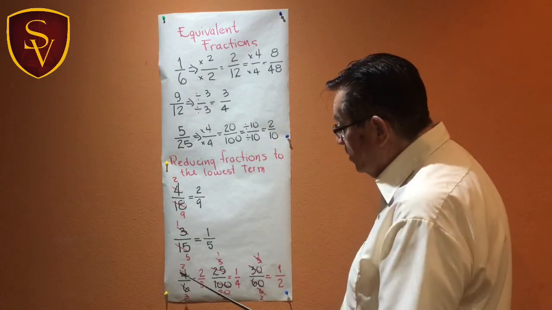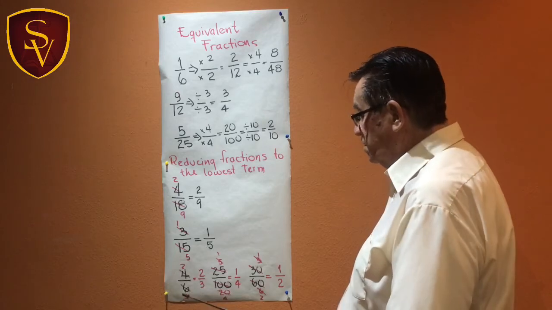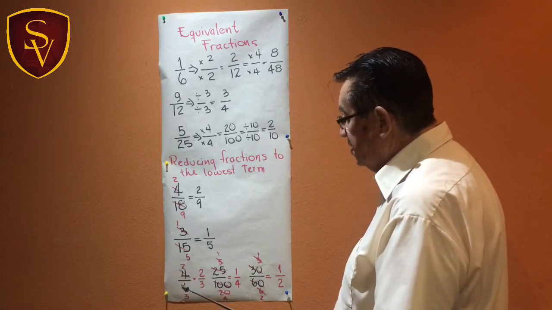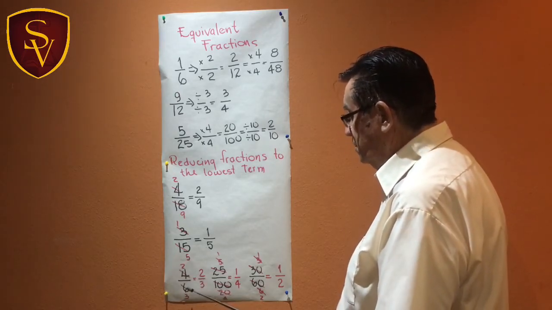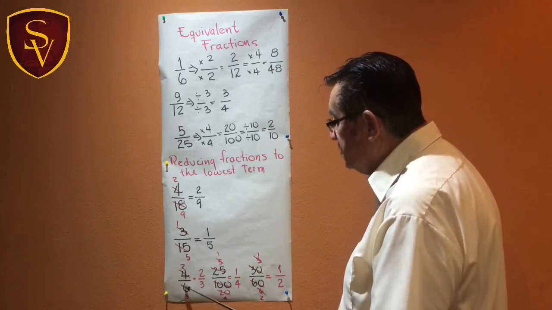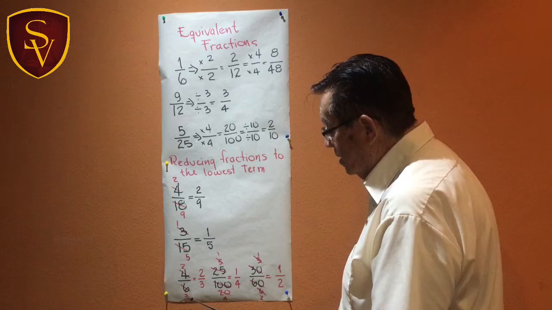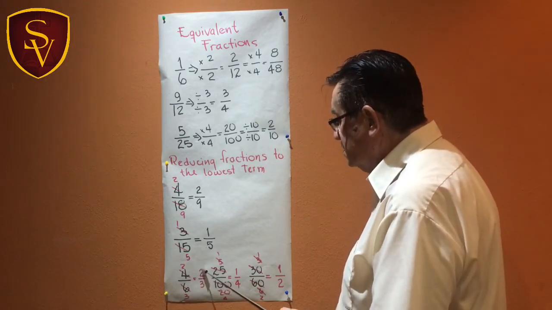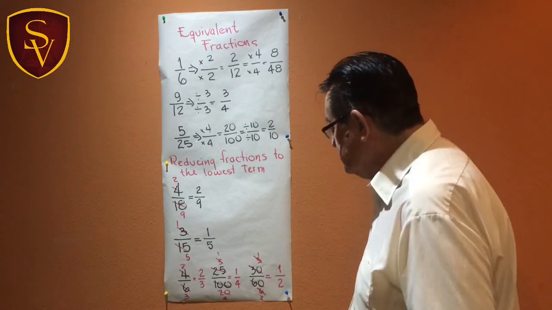I can also show here 4/6 that could be reduced if I take halves, because these are even numbers. Half of 4 is 2, half of 6 is 3, and the final answer is going to be 2/3.